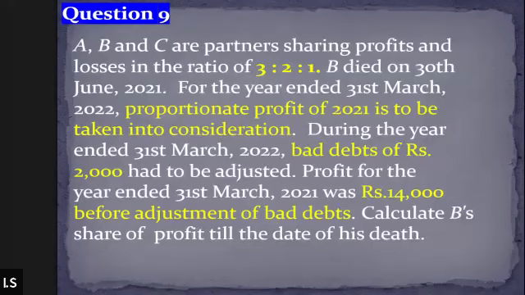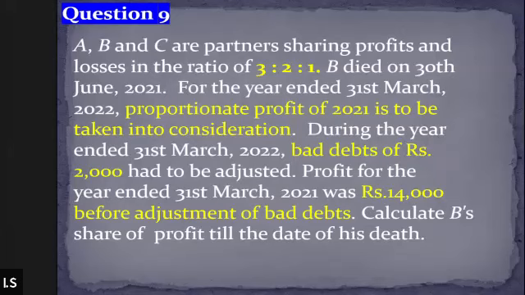Question 9. A, B, and C are partners sharing profit and loss in the ratio of 3:2:1. B died on 30th of June for the year ended 31st of March 2022. Proportionate net profit of the year is to be taken into consideration. During the year ended 31st of March 2022, bad debt of rupees 2,000 had to be adjusted. Profit for the year was 14,000 before adjustment of the bad debt. Calculate B's share of profit till the date of his death.